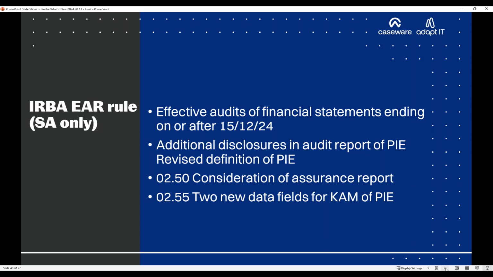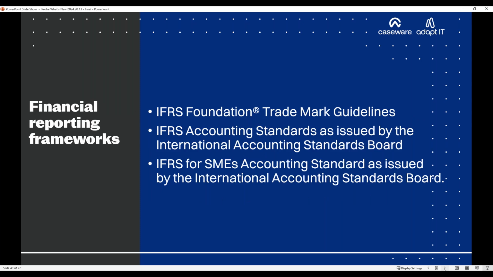Maybe just another thought there, more theoretical or technical. Key audit matters used to be required for listed entities only. In terms of the enhanced auditor reporting rule, key audit matters are now also required for public interest entities, which means you're going to be reporting key audit matters for more entities. Okay, so just make sure that you are prepared for that when you are auditing.